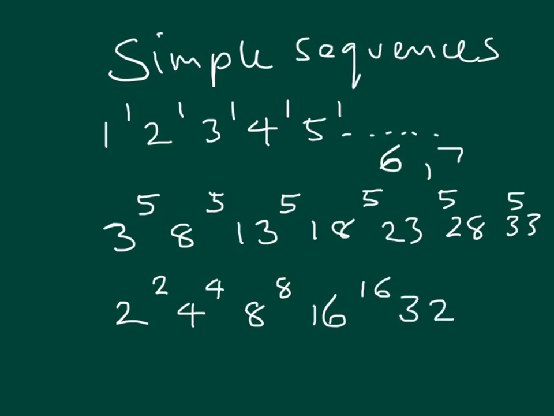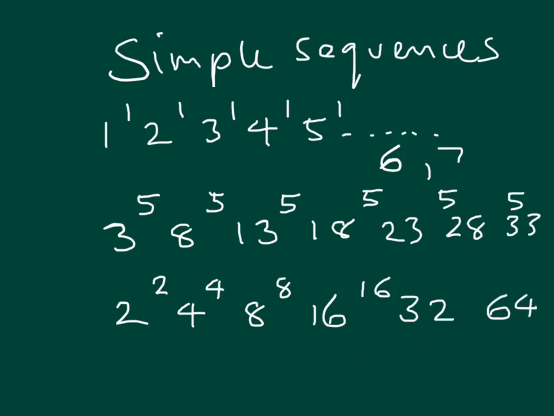What you might also realise is that we are doubling to go from one term to the next. So 2 plus 2 is 4. 4 plus 4 is 8. Let's say that again. Double 2 is 4. Double 4 is 8. Double 8 is 16. Double 16 is 32. So double 32 gives me 64.